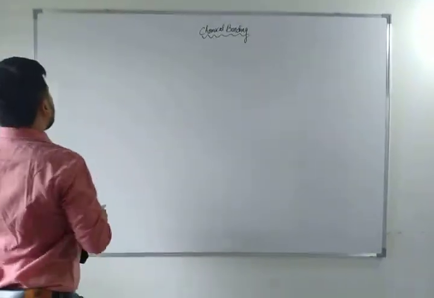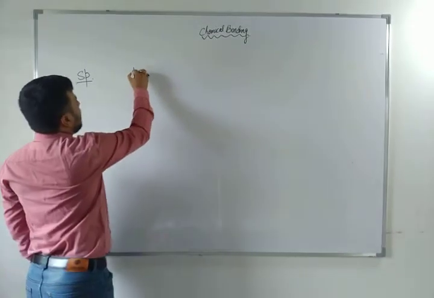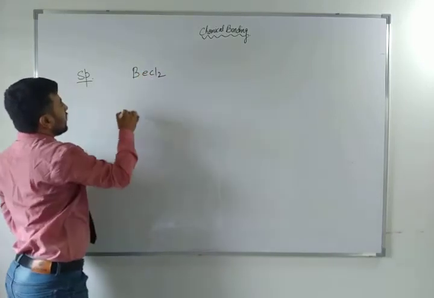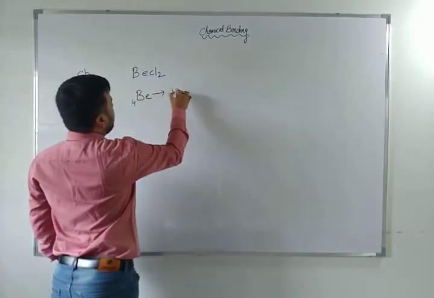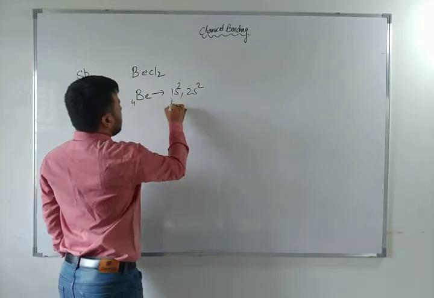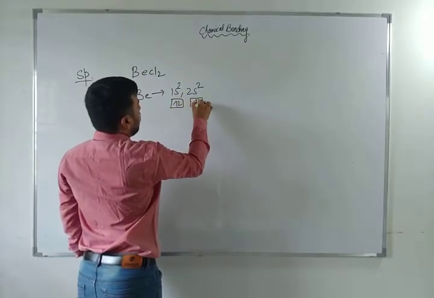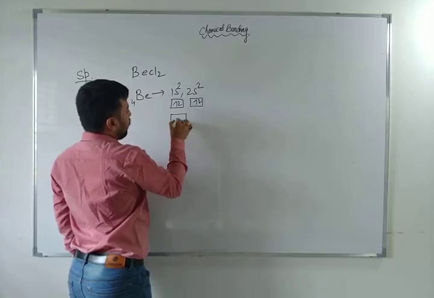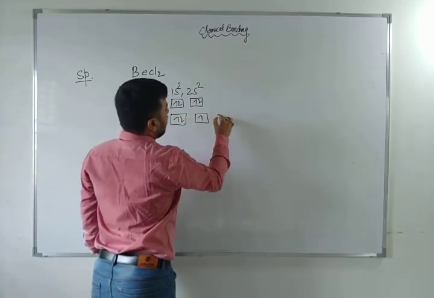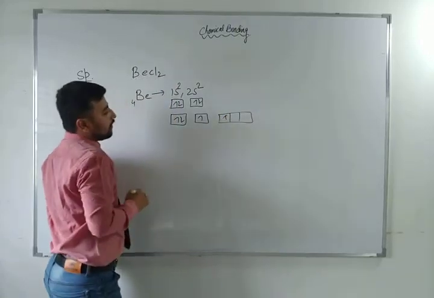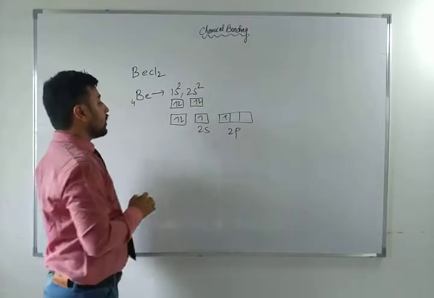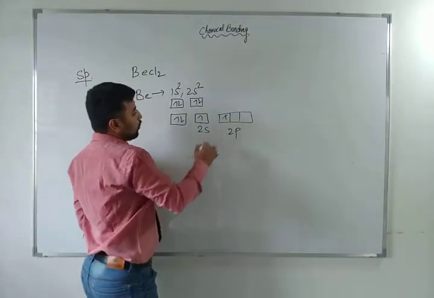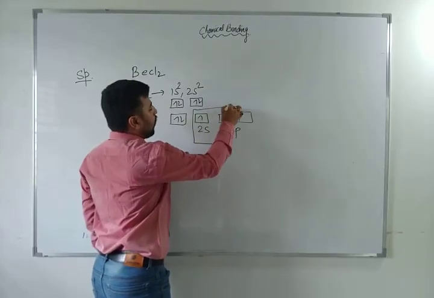If anybody asks you about sp hybridization, how is it? Just suppose beryllium here, right? Beryllium is the central atom. Beryllium's atomic number is 4, electronic configuration 1s2 2s2. This is the ground state. In the excited state, I can write 1s2, 2s1 and 2p1, because 2s and 2p are in the same orbit, with similar energy. So now one electron has been transferred here, and you can see the two hybrid orbitals are there.